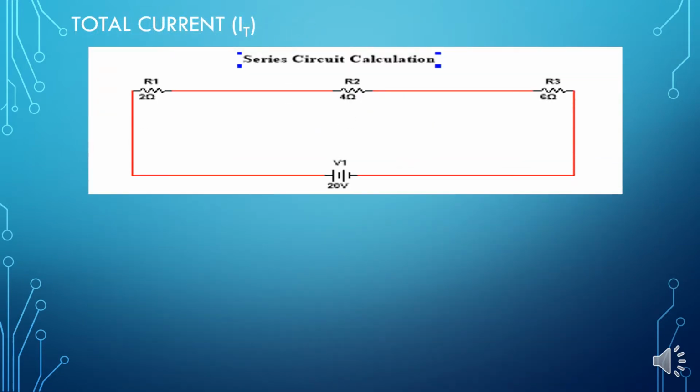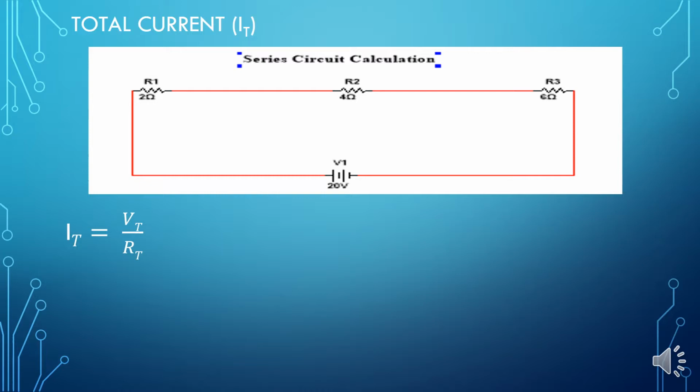Now let us calculate the total current in our series circuit. Remember that in series, the current is constant. No matter where we measure in our circuit, the current that we'll get for a series circuit will be the same. From Ohm's law, the formula for the total current is the total voltage all over the total resistance. Now let us substitute values for VT and RT from our circuit.